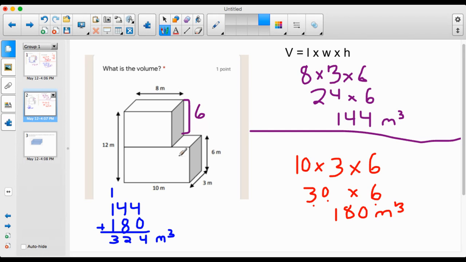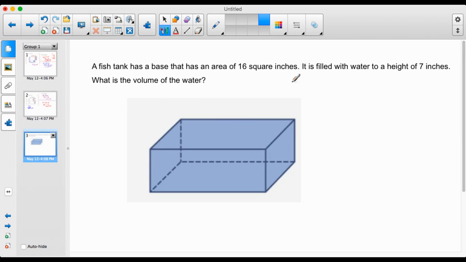So there's another example. It takes a lot of steps to do these, but they're not too hard for you because it's just the volume of the top, the volume of the bottom, add them up. All right, last type of problem you will see this week is something like this.